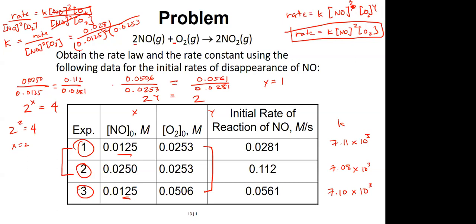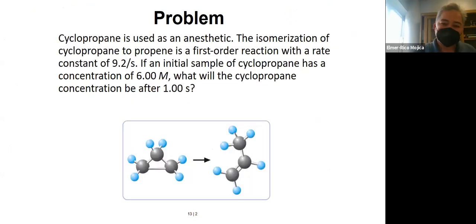I want you to look at the recording, okay? So let's go on this one. This is another type of question that may come up in your exam. This is an integrated rate law. Isomerization of cyclopropane to propene is first order with a rate constant of 9.2 per second. If the initial sample has a concentration of 6, what will the cyclopropane concentration be after 1 second? So this is first order, so you need to know the equation.